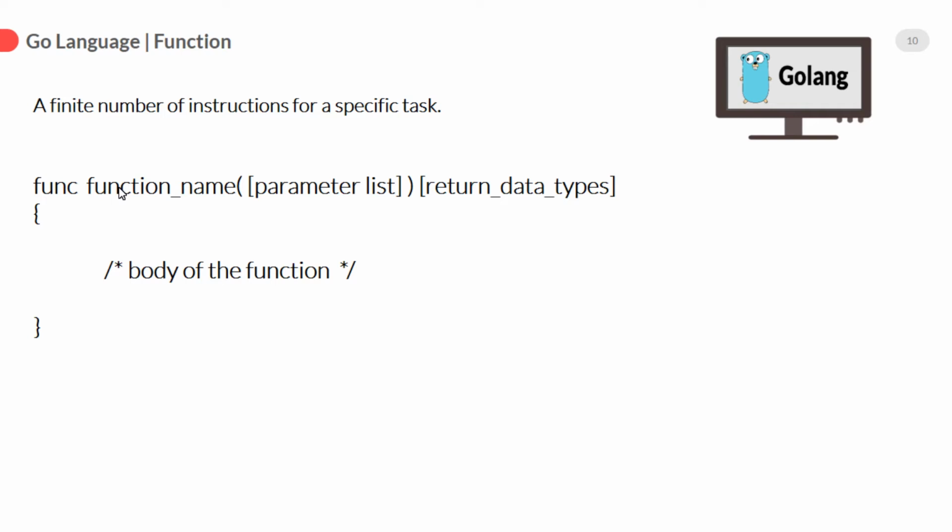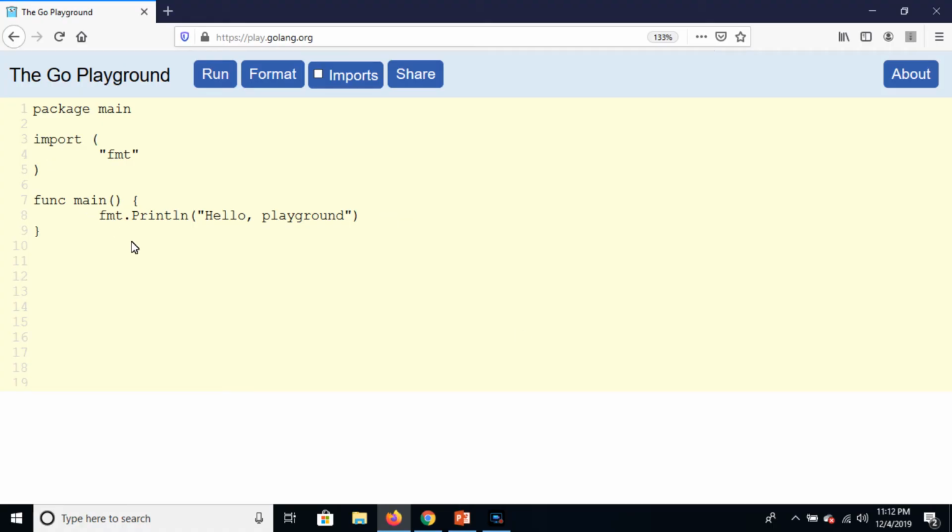Return data types. A return type is the list of values that the function will return at the end of the execution of this function. And the last one, in curly braces, is the function body, where the programmer can write the subprogram for its functionality. So look at the main function: the func keyword, and here main is the function name, which is a compulsory function, and here is the body.